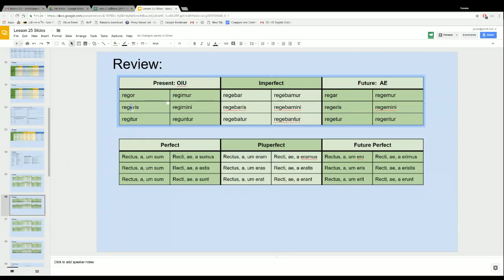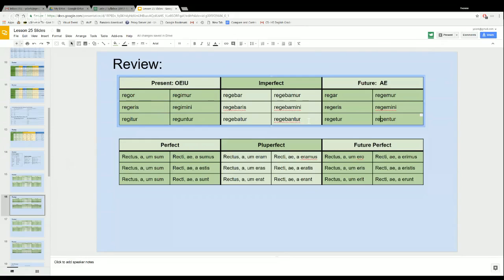So you just have to remember in this case, there's an O, an E, and then an I. It goes back to I and U, okay? So let's do this. Regor, regeris, regitur, regimur, regimini, reguntur, regebar, regebaris, regebatur, regebamur, regebamini, regebantur. Regar, regeris, regetur, regemur, regemini, regentur.